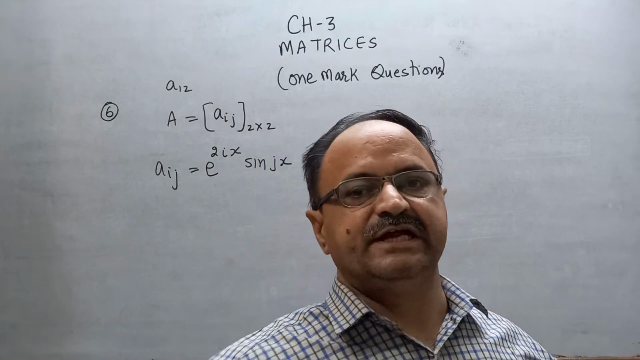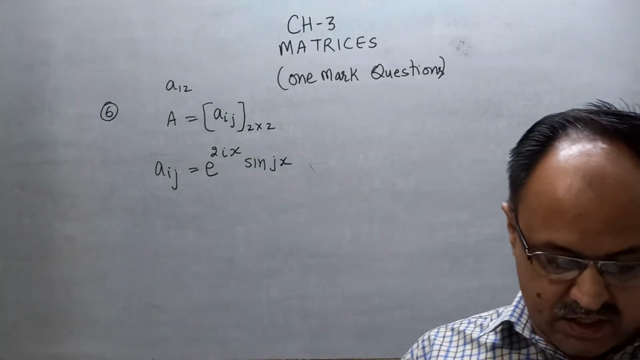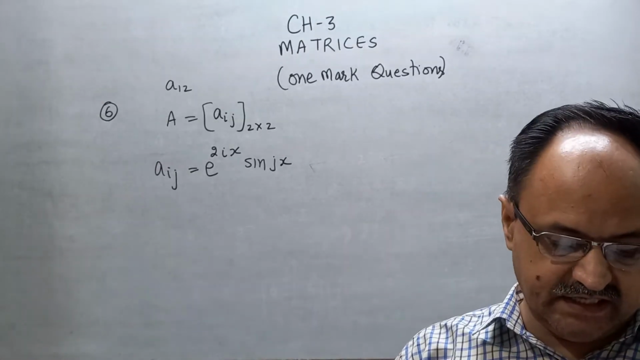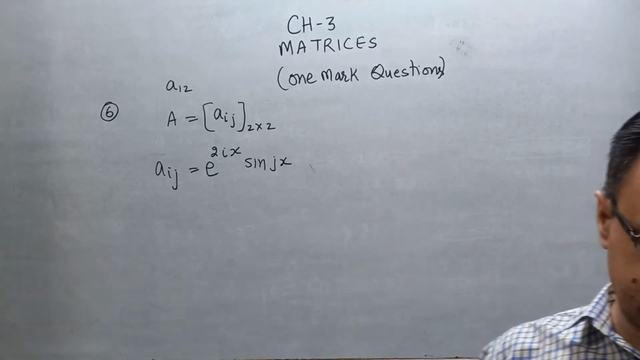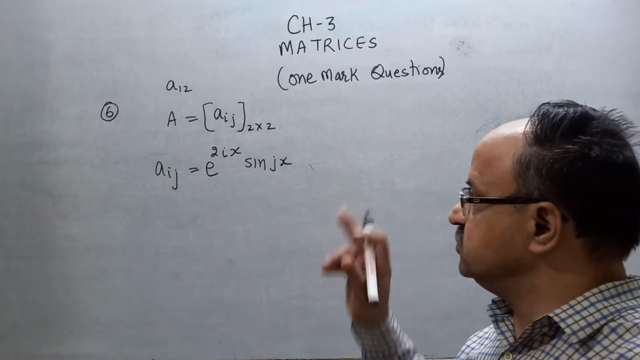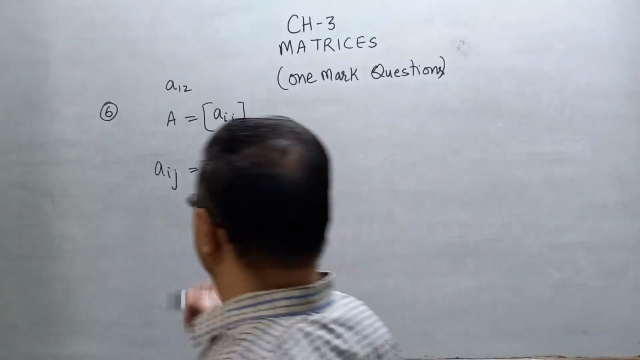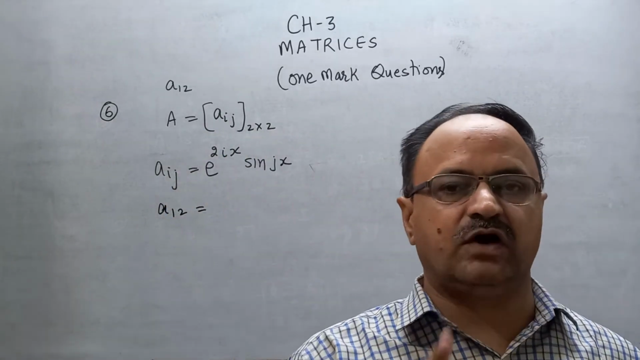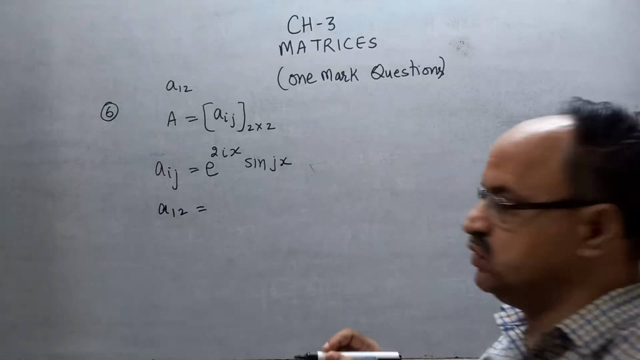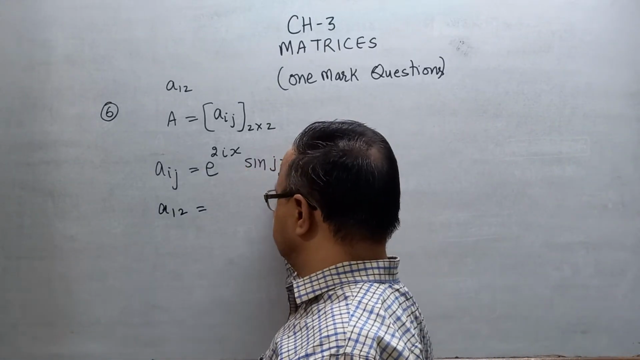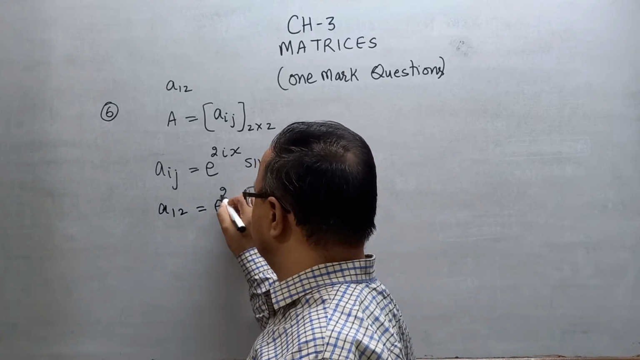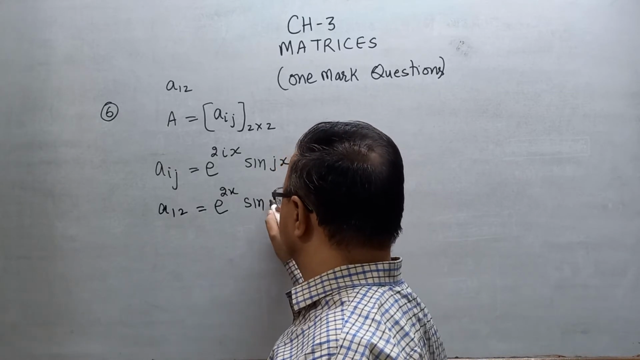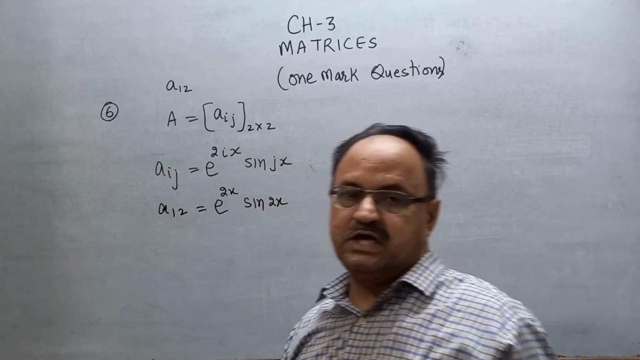Write the element A12, where A is equal to Aij, a 2 cross 2 matrix, whose element Aij is given by Aij is equal to e to the power ix sin jx. You want to calculate in this question A12. It means the value of i is 1 and the value of j is 2. Put 1 here and put here 2. Therefore, e to the power 2x sin 2x. This is the answer. One more question.